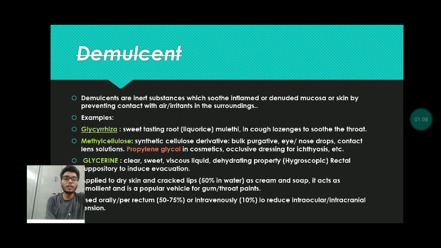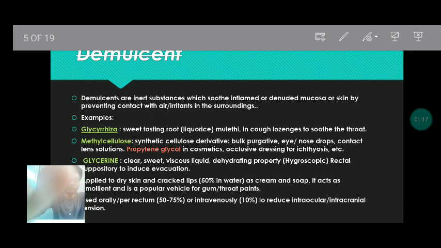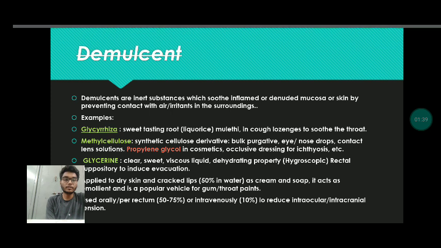Glycerin. Glycerin is a clear, sweet, viscous liquid with dehydrating property, and it is used as a rectal suppository to induce evacuation. It is applied to dry skin and cracked lips, 50% in water as a cream and soap. It acts as an emollient and is a popular vehicle for gum and throat paints. It is used orally or per rectum at 50 to 75%, or intravenously at 10%, to reduce intraocular or intracranial tension.